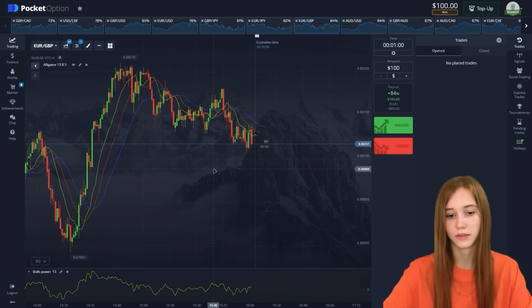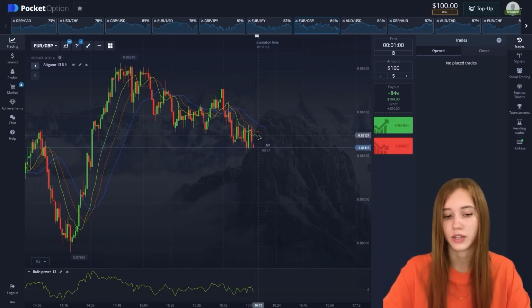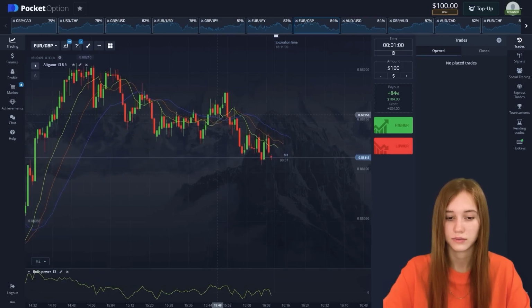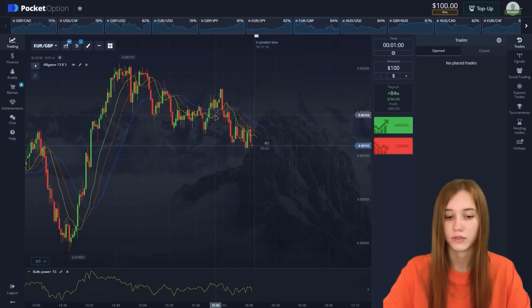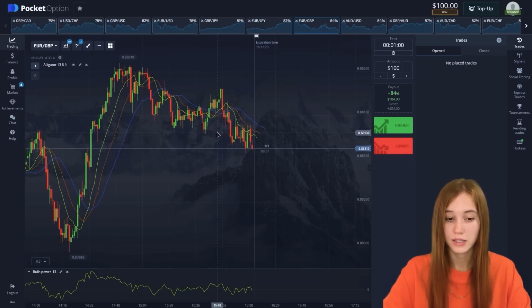So you can see it. And some people also ask why there's a red line. This is an average line. It shows the first signals that there may be a trend change. So we have selected currency pairs, determined the balance, and determined the indicators.